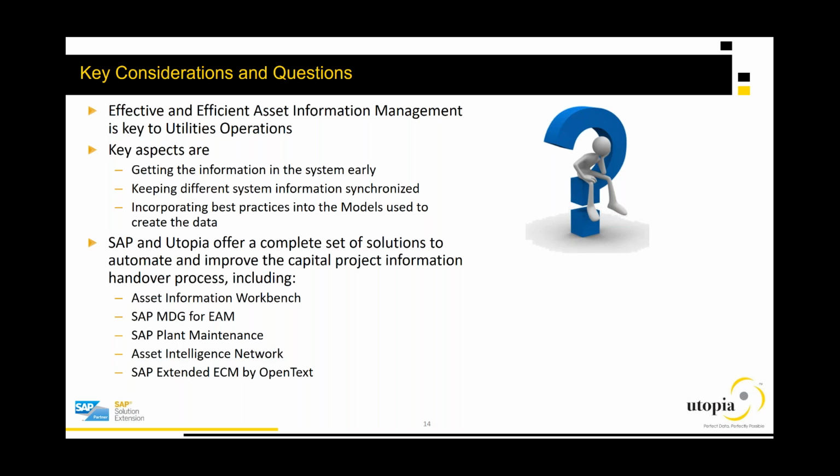So the key aspects to getting that is getting the information in the system early, making sure that as soon as the asset is created, that we actually collect that information and we get it into the system. And then also making sure that once we've got it into the system and we've got it into these multiple systems, that we actually keep that information synchronized, that we have a way of making sure that a change in one is reflected in the others.